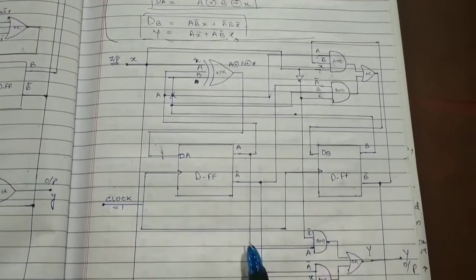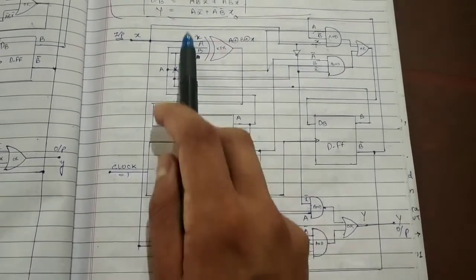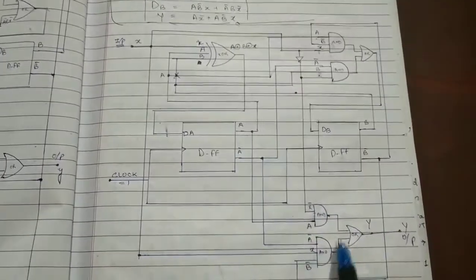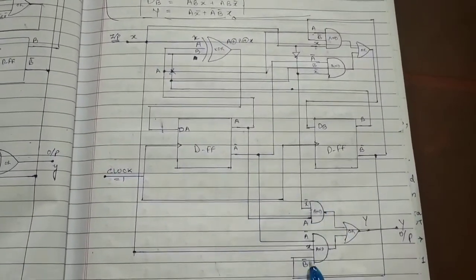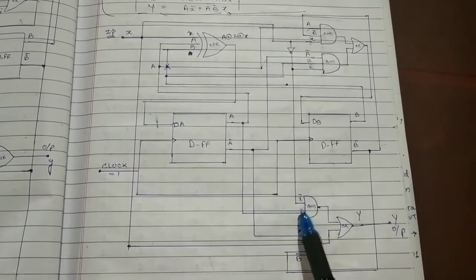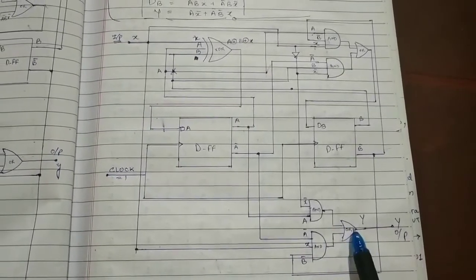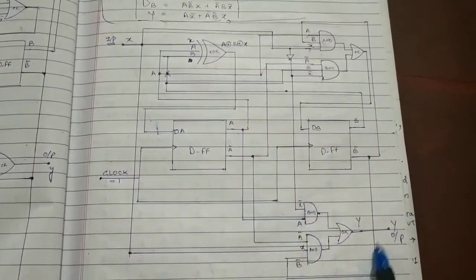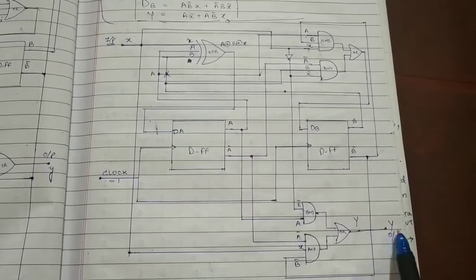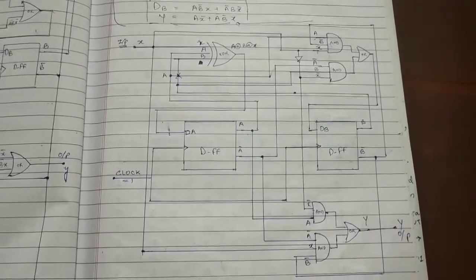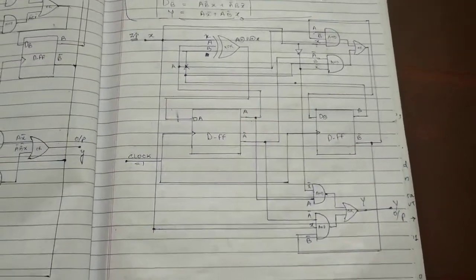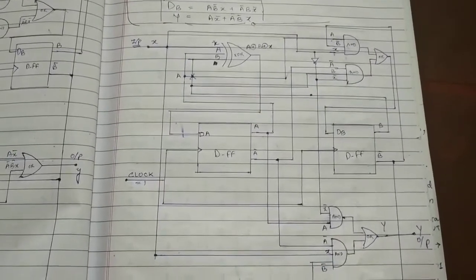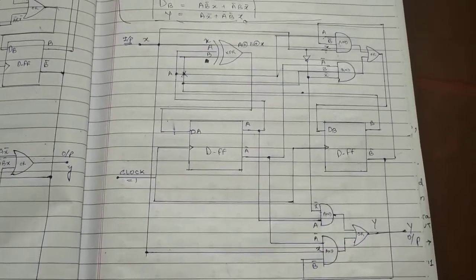Now for Y we have A X bar plus A bar B bar X. These two terms are given to the OR gate to get this term. We will use it as the output Y. So hence we complete the sequential circuit of this example. I hope it's informative for you.